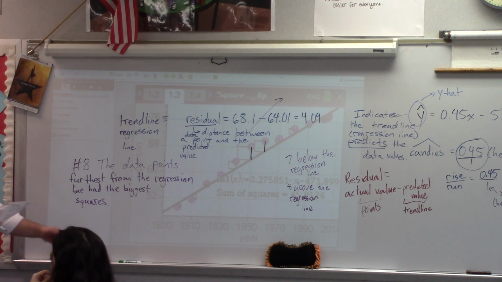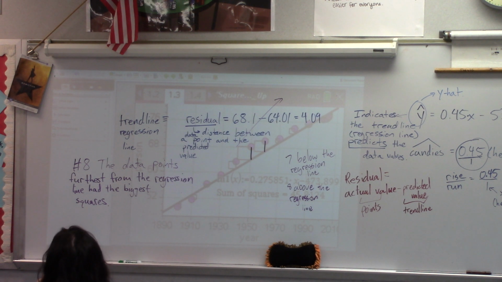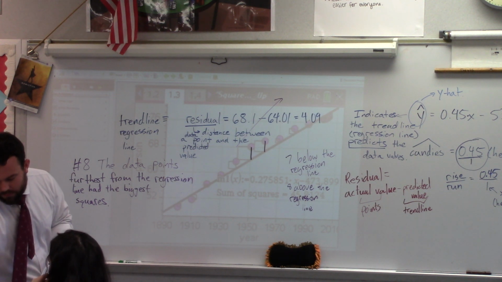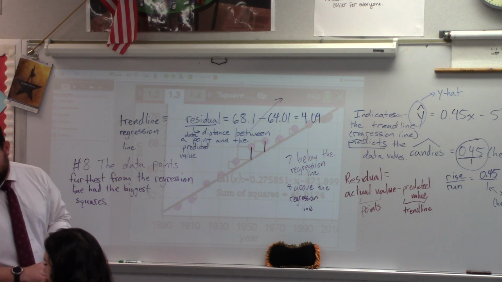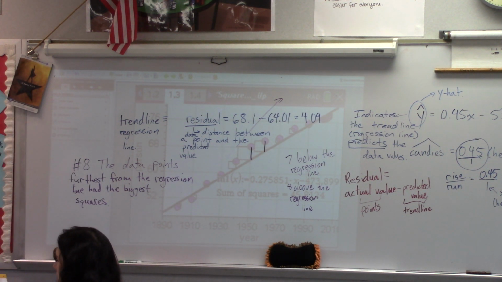Okay? The data points furthest from the regression line have the biggest squares. Alright? Next page is where we need to focus. Number 10. What do you notice about the distribution of the data points around the line?